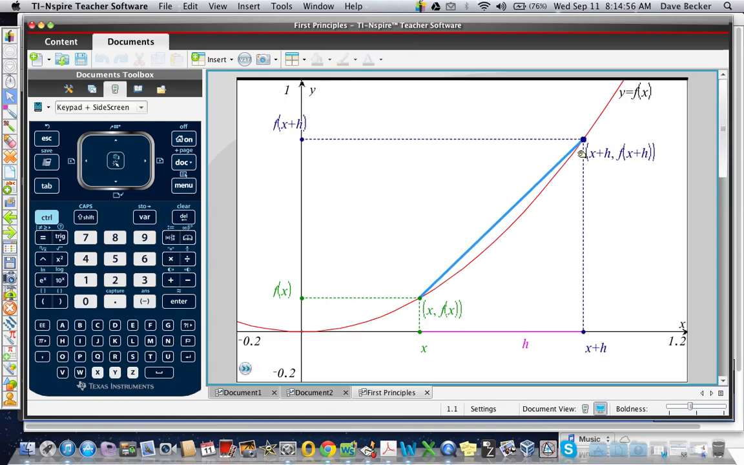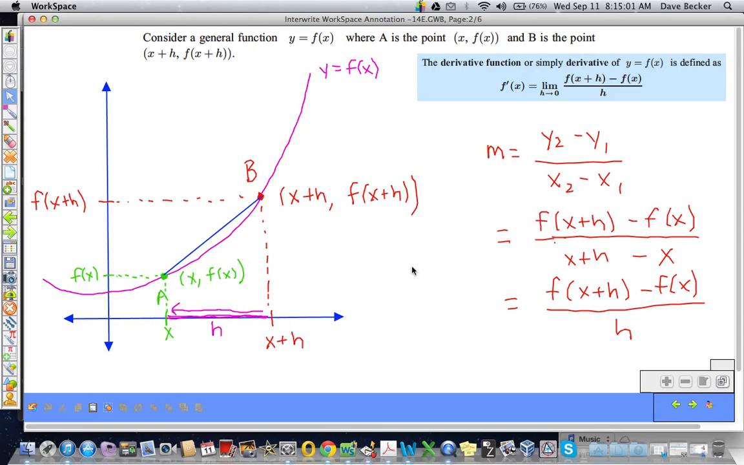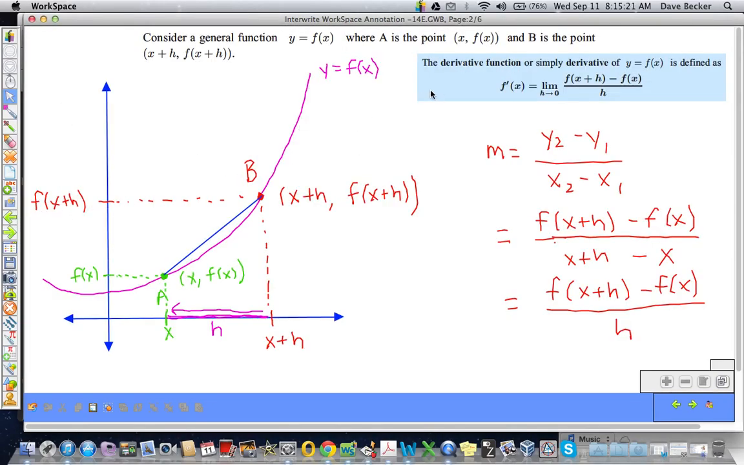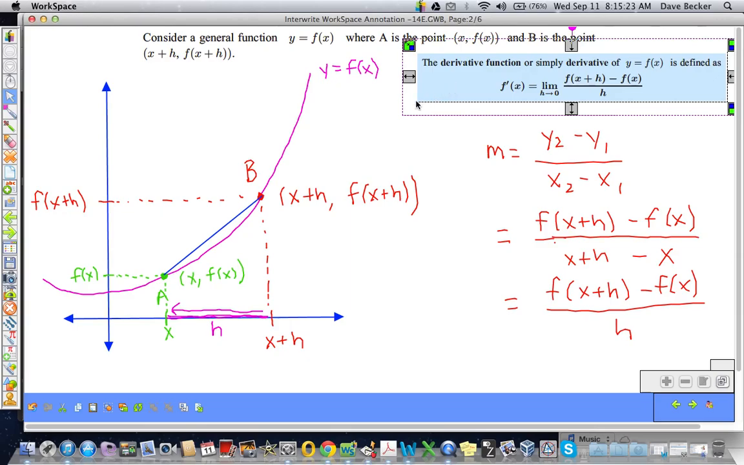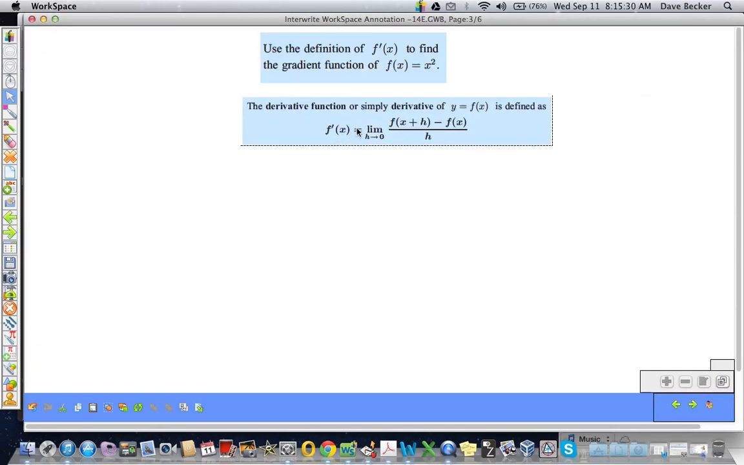And you can see how the slope of that line changes. So that, boys and girls, is the derivative function. And using the derivative function is finding the derivative using first principles. Use the definition of f prime of x. So actually, I'm going to go back so we don't have to rewrite it, and I'm going to copy this and paste it here for us.